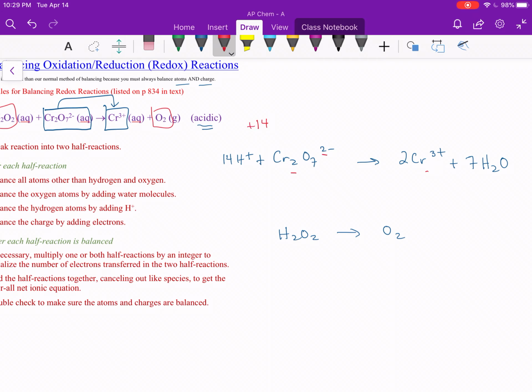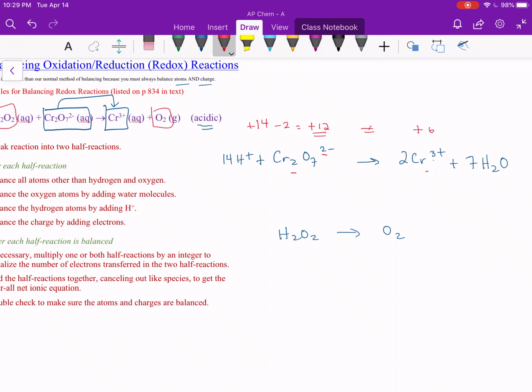And this right here, we have 1 minus 2 because we only have one of those. So then we have a minus 2 over here. So on this side, we have a total of a plus 12, right? Now over here, we have 2 times a plus 3. And so 2 times a plus 3 is we have a plus 6 on this side.